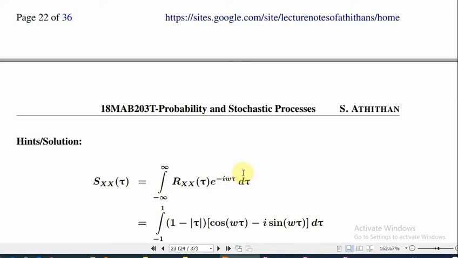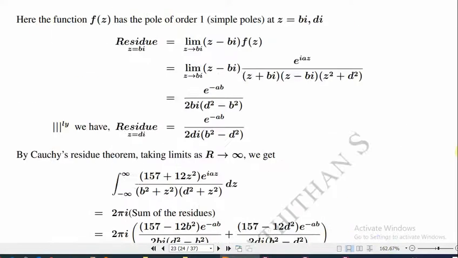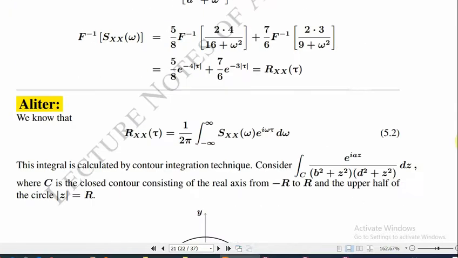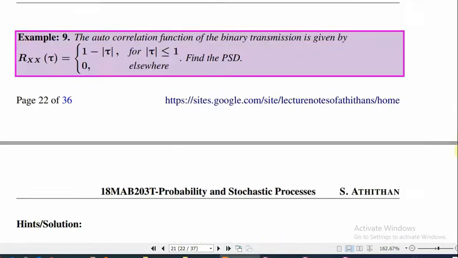If you want to find Rxx of tau, you need to apply the Fourier inverse transform. That formula is Rxx of tau equals 1 by 2 pi times the integral from minus infinity to plus infinity of Sxx of omega e power i omega tau d omega. You need to be careful when writing the Fourier transform and the Fourier inverse transform.